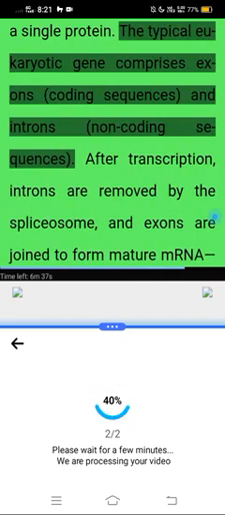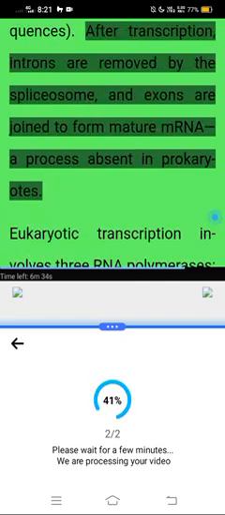The typical eukaryotic gene comprises exons, coding sequences, and introns, non-coding sequences. After transcription, introns are removed by the spliceosome, and exons are joined to form mature mRNA, a process absent in prokaryotes.